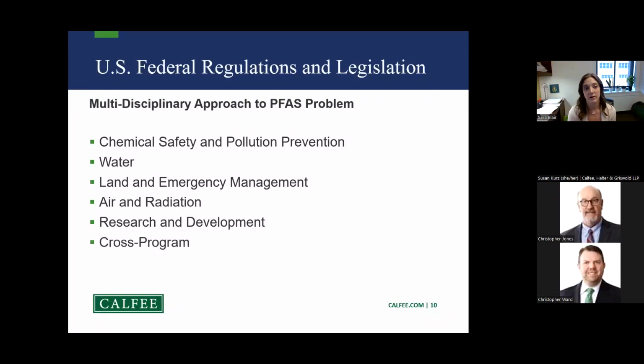Under the framework of these three primary goals, research, restrict, and remediate, the PFAS Strategic Roadmap sets forth a multidisciplinary approach to achieving these goals, engaging each of the Offices of Chemical Safety and Pollution Prevention, Water, Land and Emergency Management, Air and Radiation, and Research and Development. I'm going to talk through some of the major milestones that each of these offices has achieved since 2021 and some upcoming PFAS-related actions that are currently in progress.